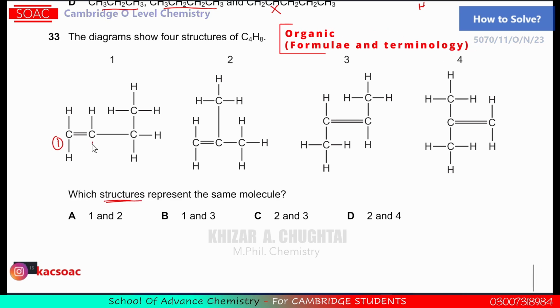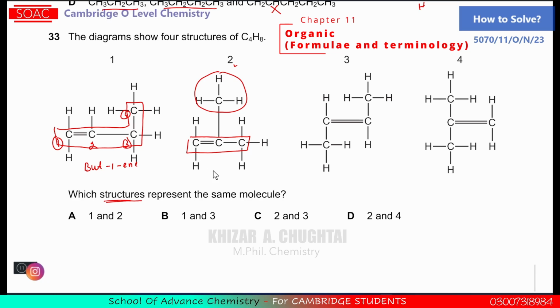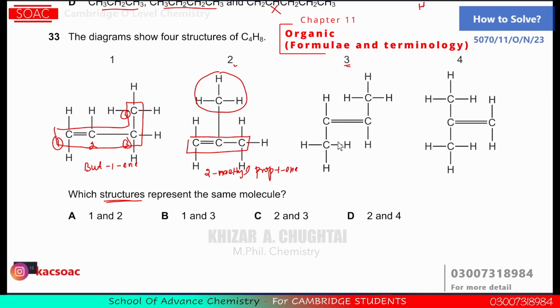It's carbon number 1, carbon number 2, carbon number 3, and carbon number 4. Straight away, all carbons are lying in this longest chain, and its name is but-1-ene. What is the name of compound 2? Here there is the longest chain of 3 carbon atoms, and this is said to be the branch. So its name is 2-methylprop-1-ene. Come towards the third one.